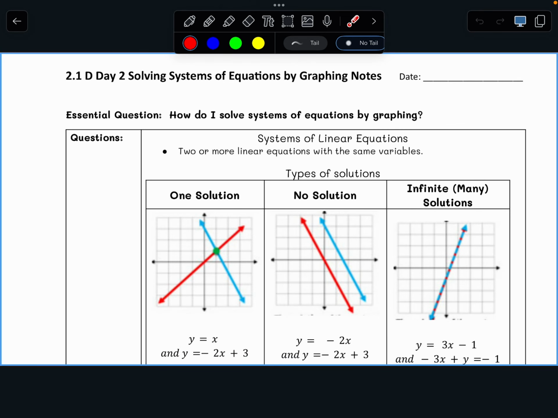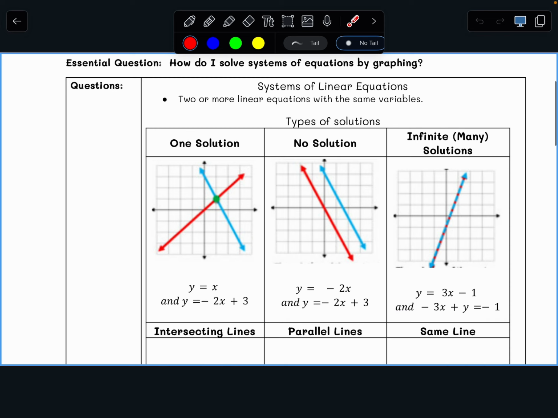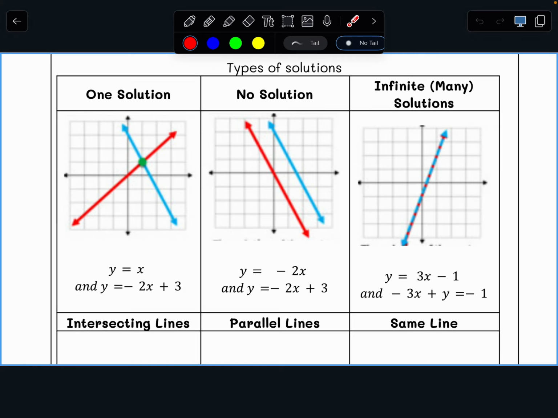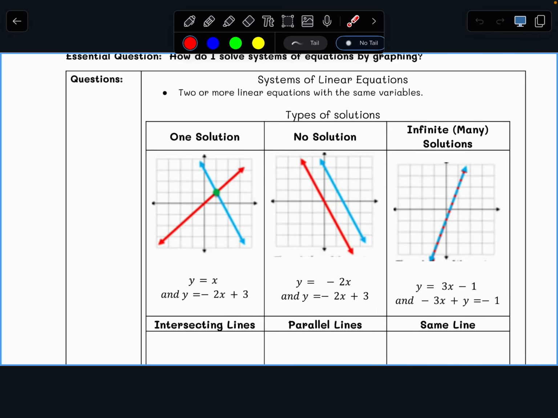Today I'll be showing you different types of solutions that you're going to see when you are solving systems of equations by graphing. You learned how to find a solution when the two lines intersect. That's the assignment that we did yesterday. Now I'm going to show you some other possible scenarios where the lines will not intersect or they will be the same line, and what the solution or answer will be in those cases.